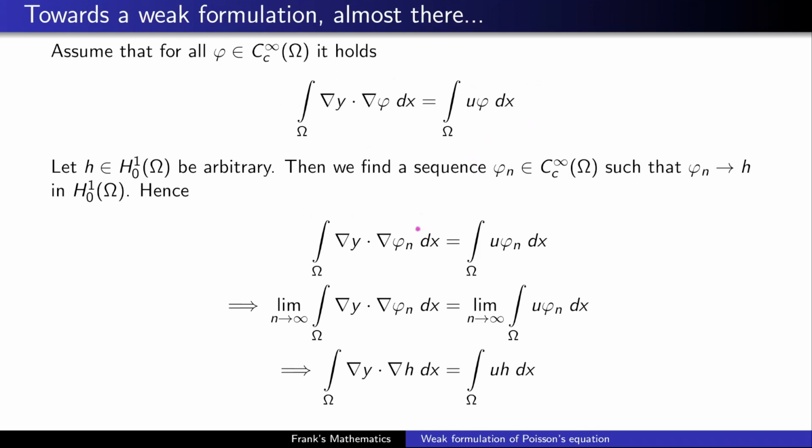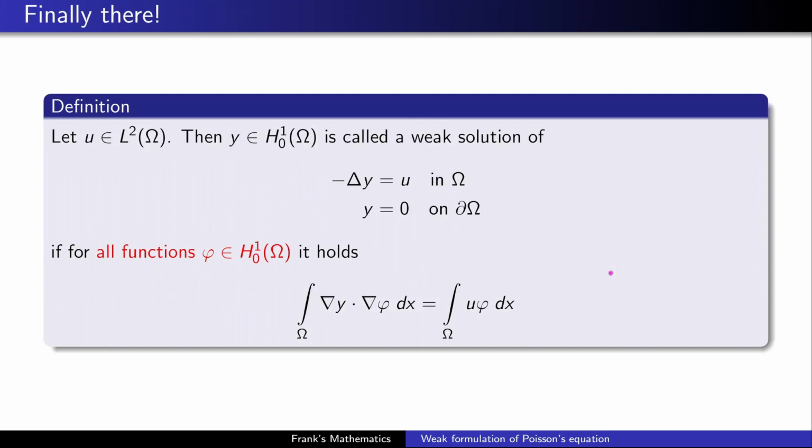You can see this here. Now let's put limits in front of it, and just move the limits into the integral, which we are allowed to. And we know that phi_n is converging to h. So the integral expression we started with also holds for our arbitrarily chosen function h in H01. Since h was chosen arbitrarily, this expression must hold true for all h in H01. And this is now finally our definition here.